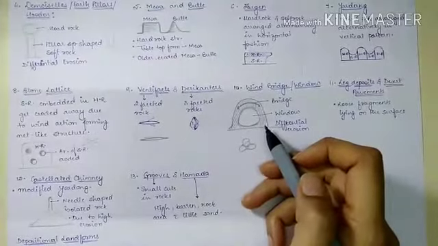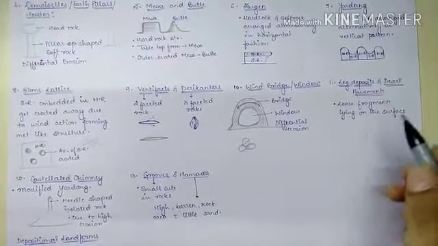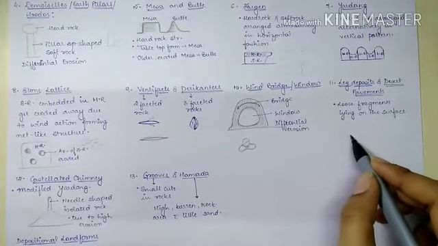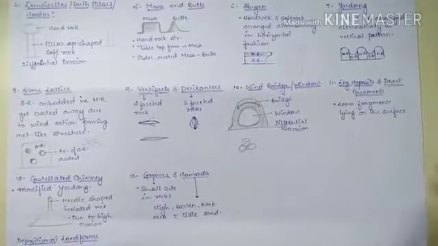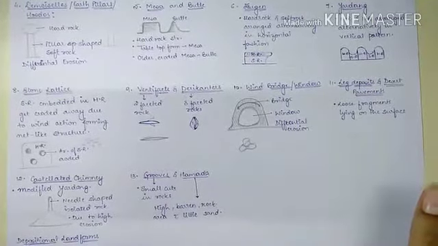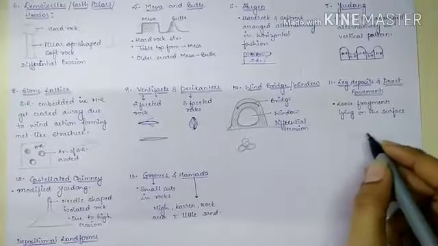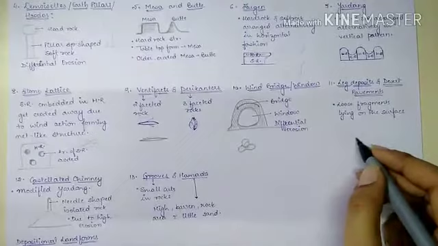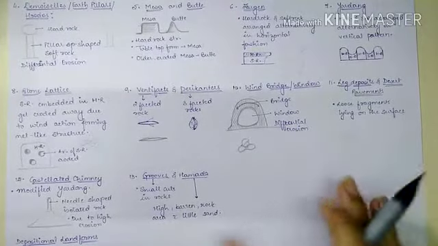Next is lag deposit or desert pavement. These are actually pebbled pathways, which are loose fragments lying on the surface. They are pebbled pathways without any sand or anything. So these are known as desert pavement.